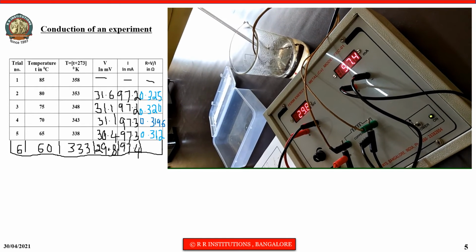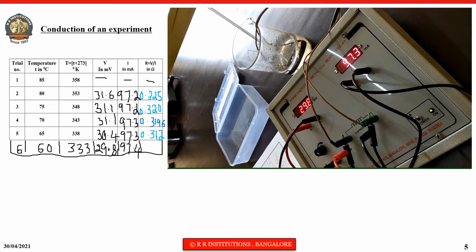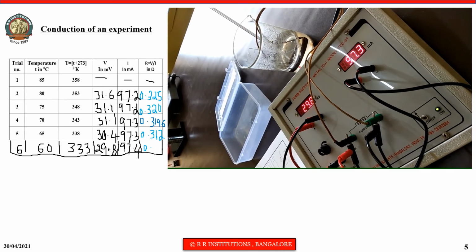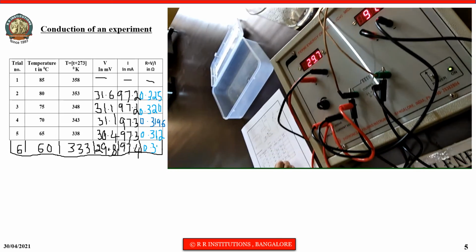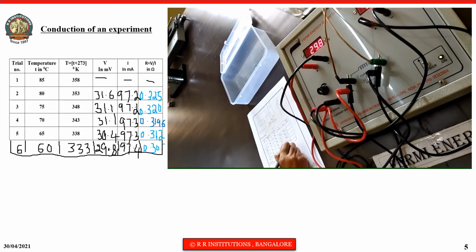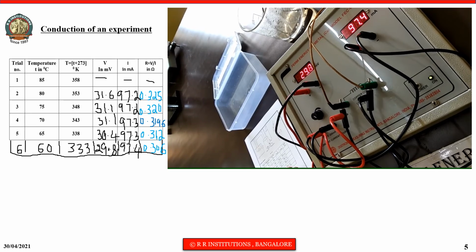When it reaches 60, it is near to 60. Yes, it reached 60. So note down the corresponding voltage and current. It is 29.8 and this is 97.4.